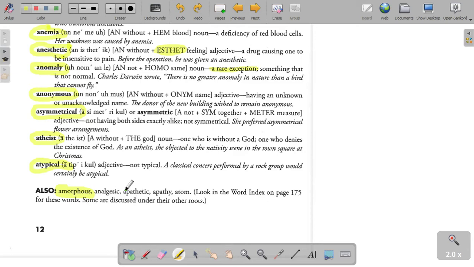Apathetic, you probably know what apathetic means. No sympathy. You're close. The reason why sympathy is the way it is is that it comes from the root pathos, which means feeling. So if you're apathetic about something, it means you just don't feel anything toward it. It's not that you're angry. It's not that you're happy. It's just you don't feel anything. And apathy is the noun form.